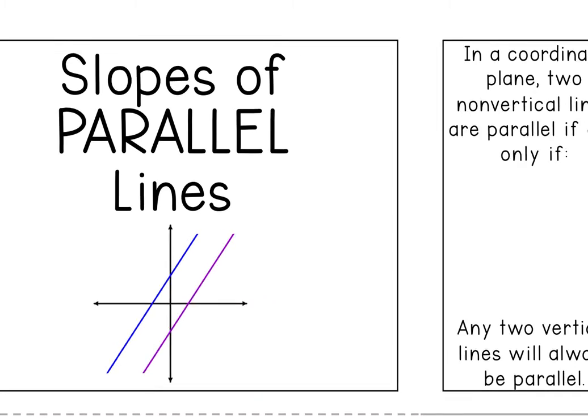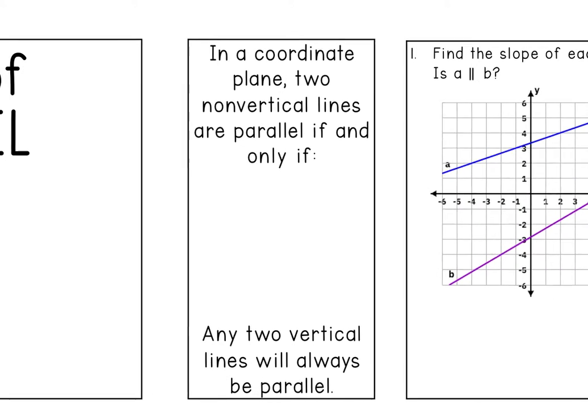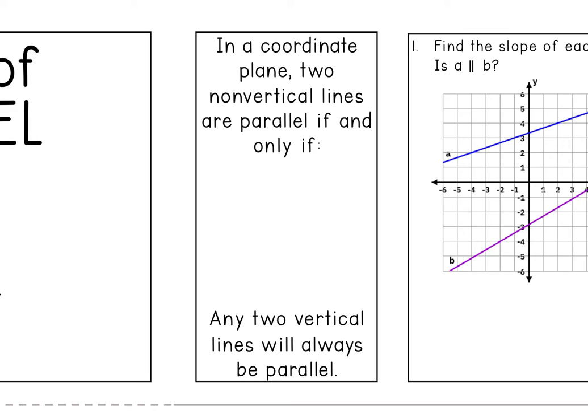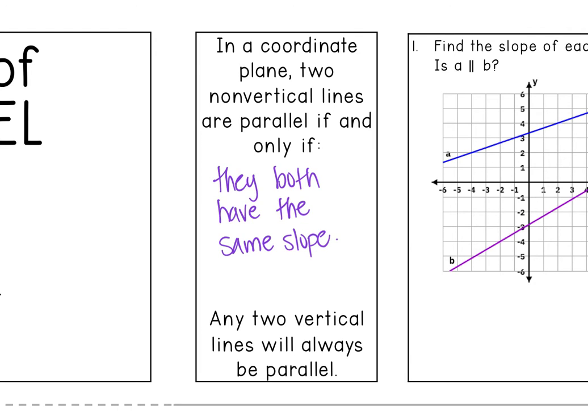If you open the inside of your booklet, on the left side, you'll see a little box. In the coordinate plane, two non-vertical lines are parallel if and only if they both have the same slope. So that's the important part. They are going to have the same slope.